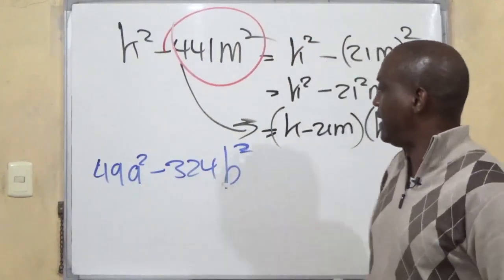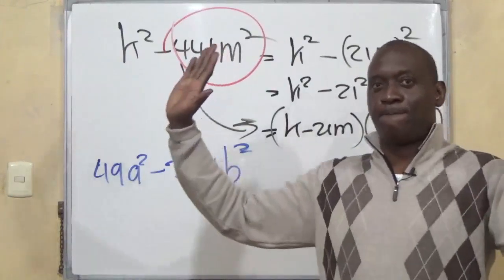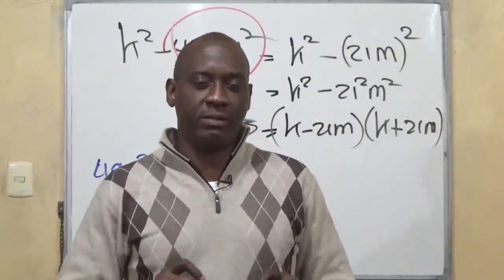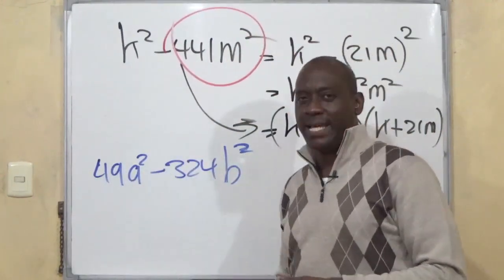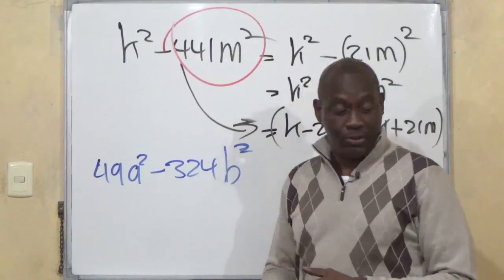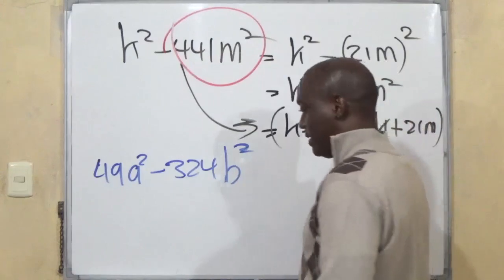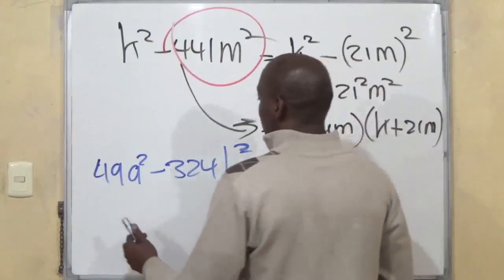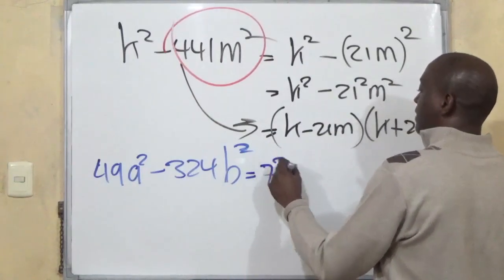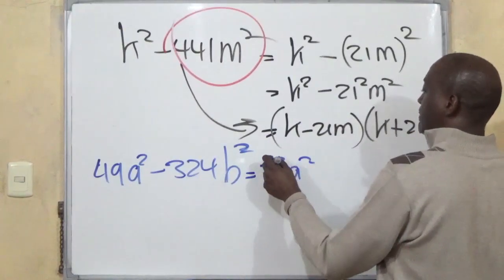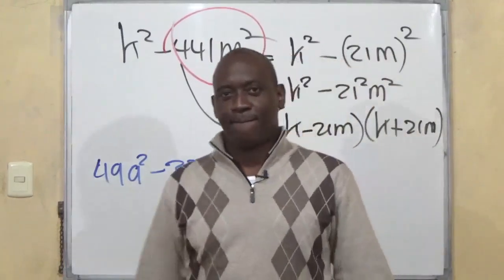Right? So back to this guy here: 49a squared minus 324b squared. Again, recognition. You know your squares and your square roots from 1 to 10. You know that 49 is 7 squared, so you can write this over immediately. So you see what we were talking about a while ago with the 21 squared m squared, right? So you could write this over as 7 squared a squared, minus 324. What's the story with that?